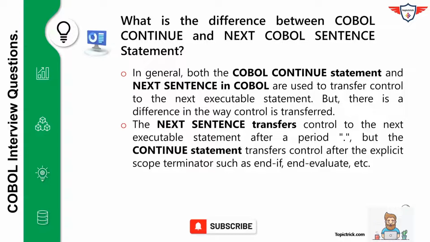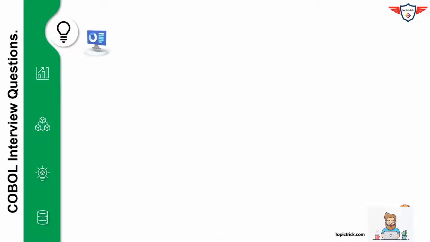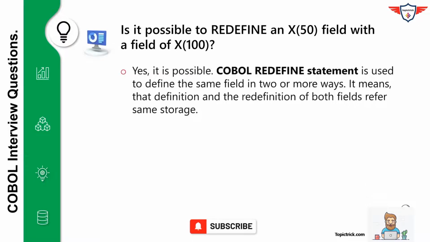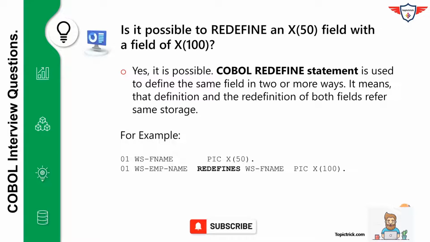But the continue statement transfers control after the explicit scope terminator, that is END-IF, EVALUATE, etc. Is it possible to redefine an X of 50 with a field of X of 100? Yes, it is possible. The COBOL REDEFINES statement is used to define the same field in two or more ways. It means that the definition and the redefinition of both fields refer to the same storage.